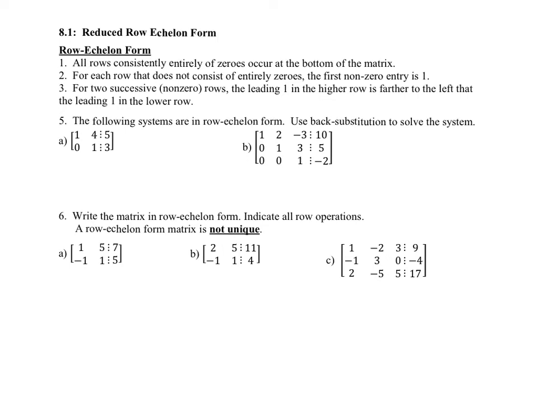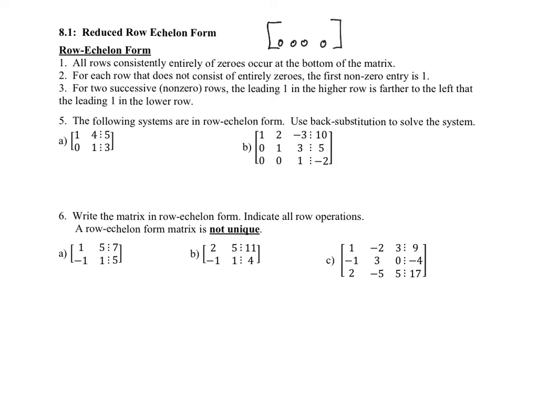Okay, the rest of section 8.1 is on row echelon form and reduced row echelon form. So row echelon form, the first condition is all rows consisting entirely of zeros occur at the bottom of the matrix. So for example, if I had a row of zeros, 1, 2, 3, I put them at the bottom.